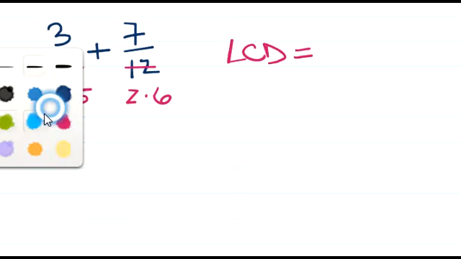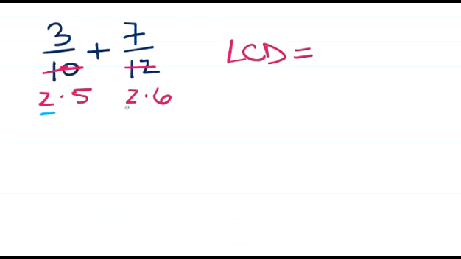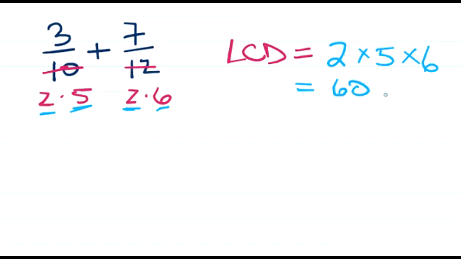So we need this 2, we need this 2 right here, and this 2 right here, and we only have to take 1, 2 for our LCD, right? We don't have to write both of them down, just one of them. We need this 5, and we need this 6. So the LCD is 2 times 5 times 6, which is the same thing as 2 times 30, which is 60.